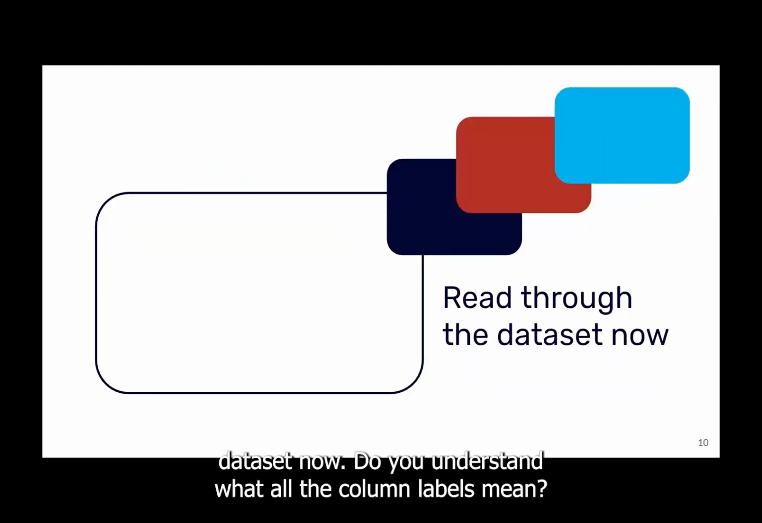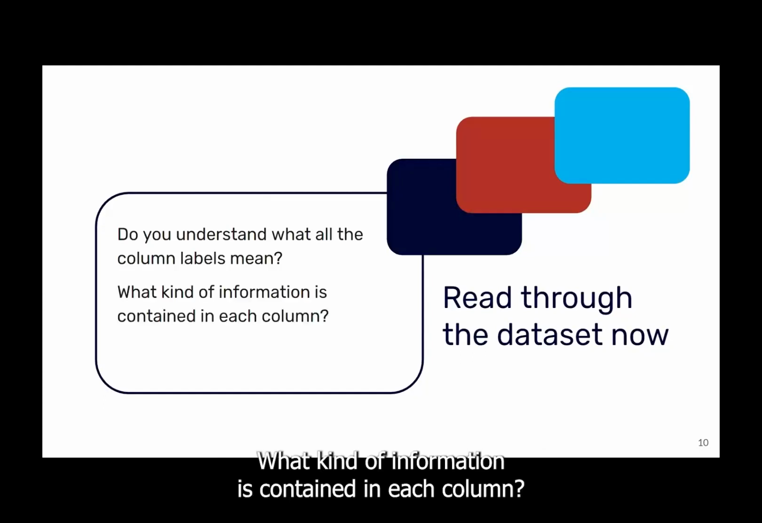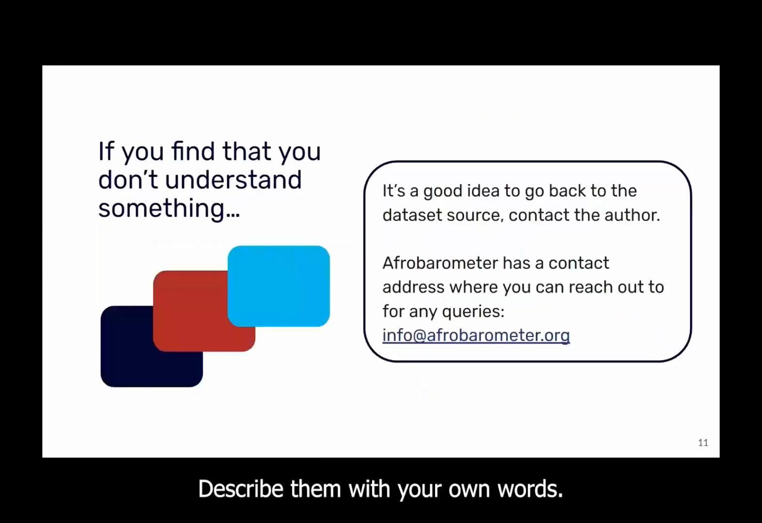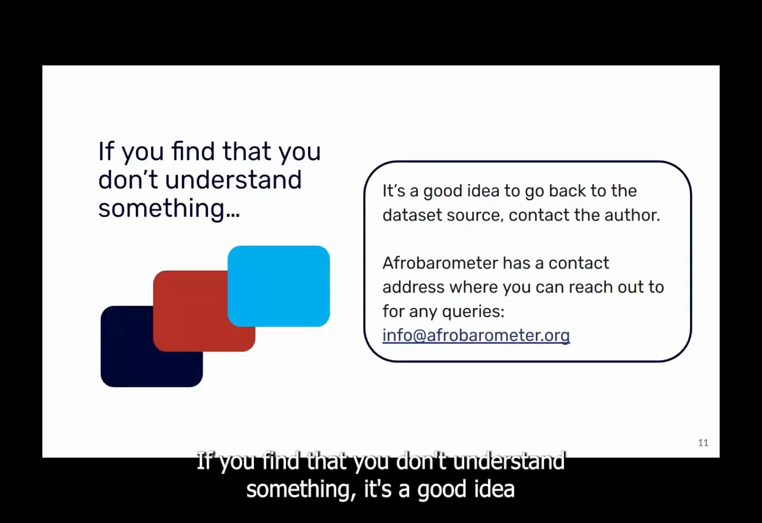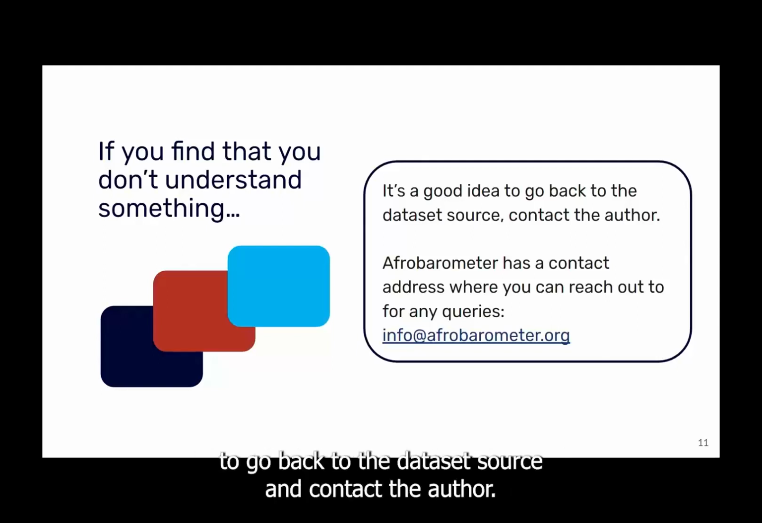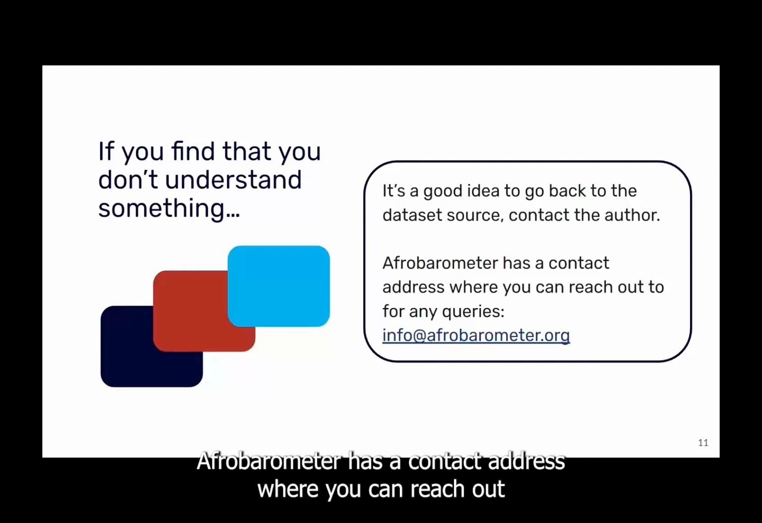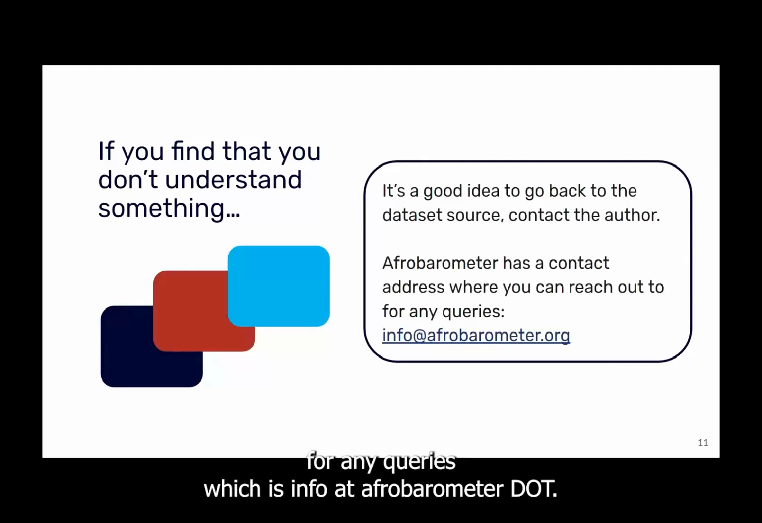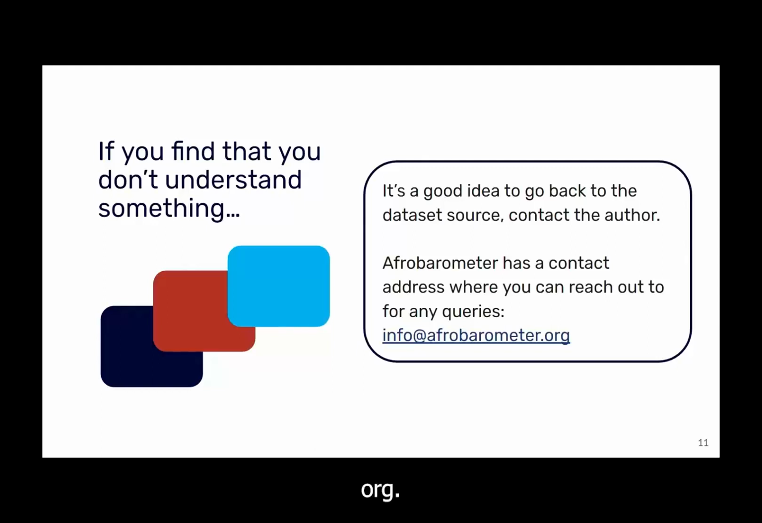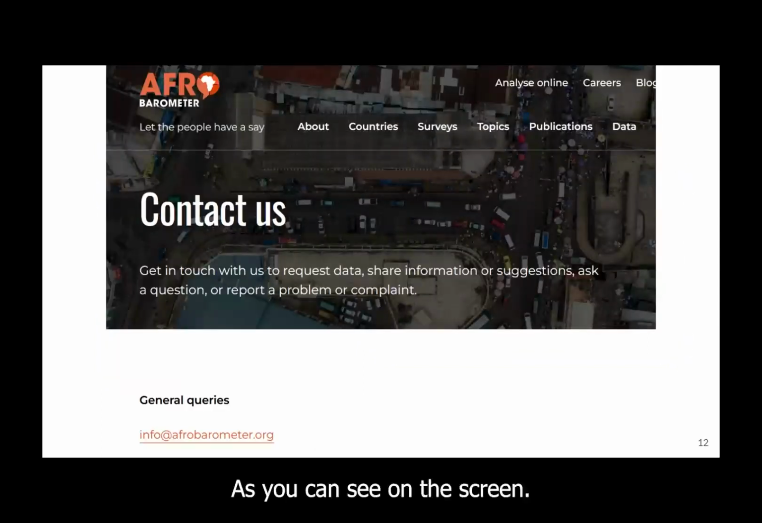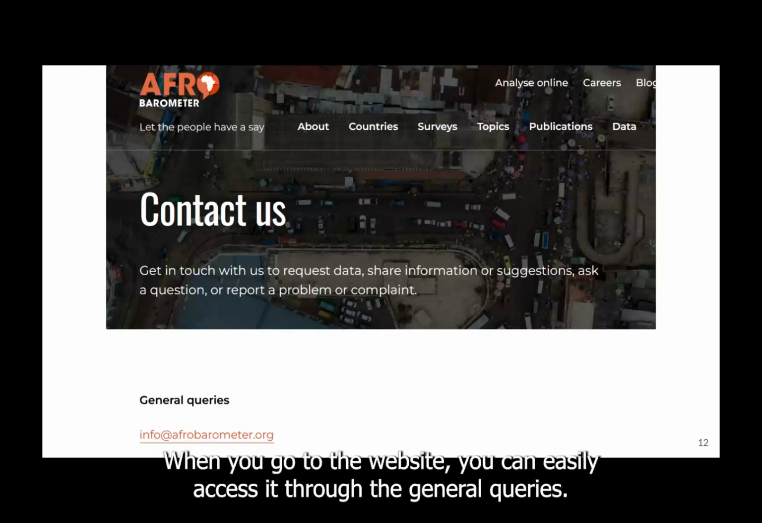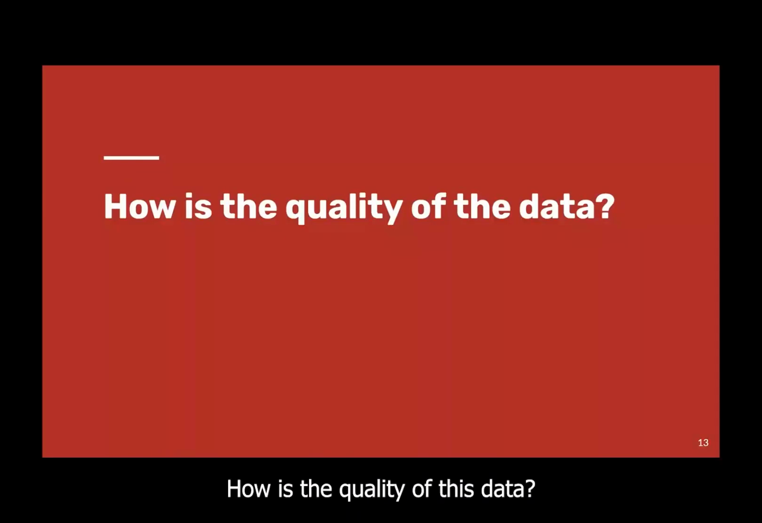Read through the dataset now. Do you understand what all the column labels mean? What kind of information is contained in each column? Describe them with your own words. If you find that you don't understand something, it's a good idea to go back to the dataset source and contact the author. Afrobarometer has a contact address where you can reach out for any queries, which is info@afrobarometer.org. As you can see on the screen, when you go to the website, you can easily access it through the general queries. How is the quality of this data?